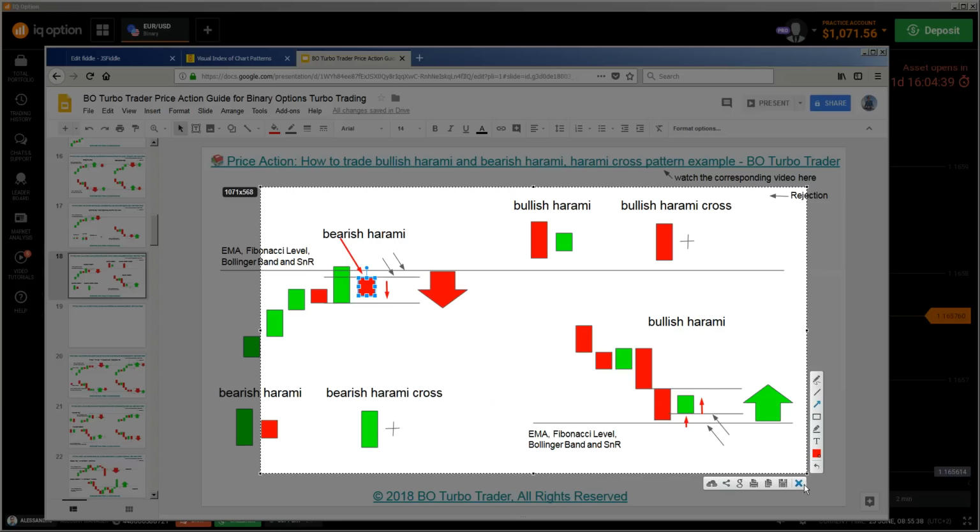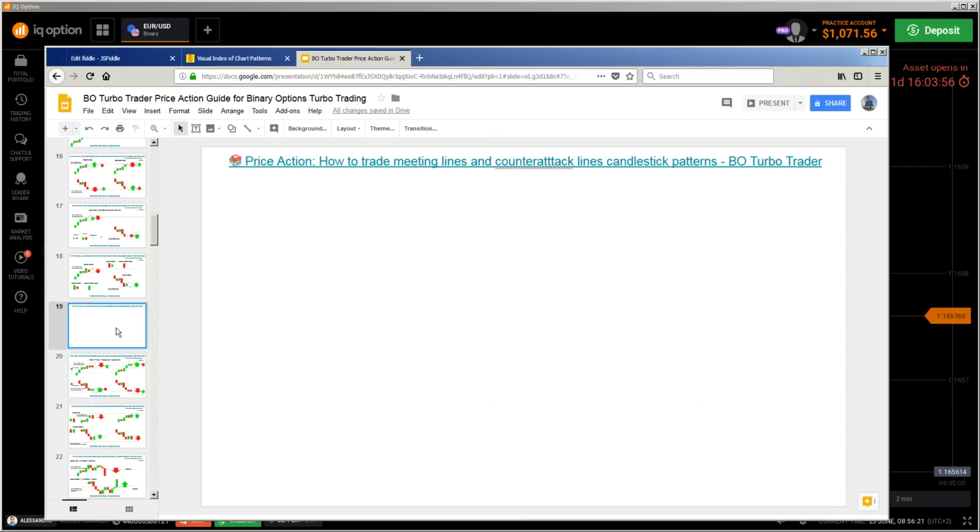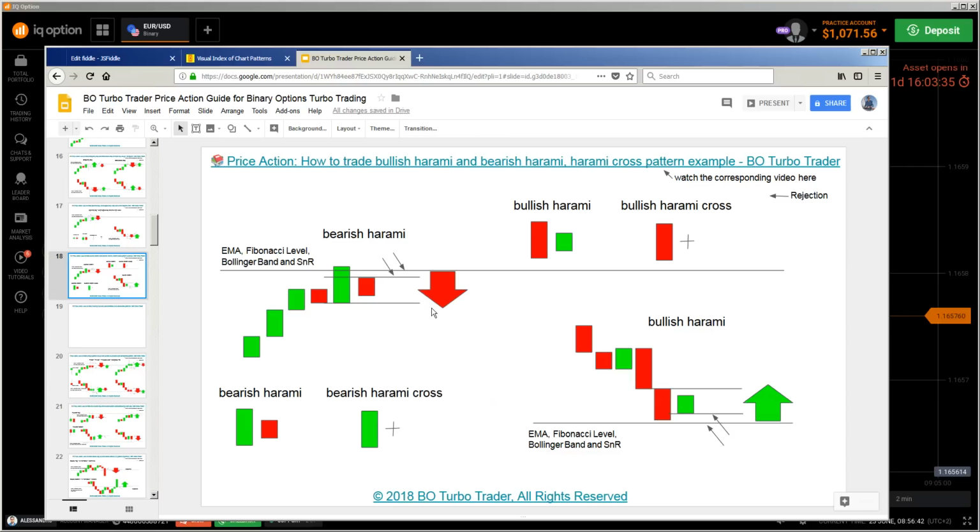So now in this video I'm going to talk about the meeting line and the counterattack lines. The bullish one is the meeting line, and the bearish meeting line is also called the counterattack line, and I will show you how that looks. Those are reversal patterns, and I have to get the Harami setup here, so let me copy this.